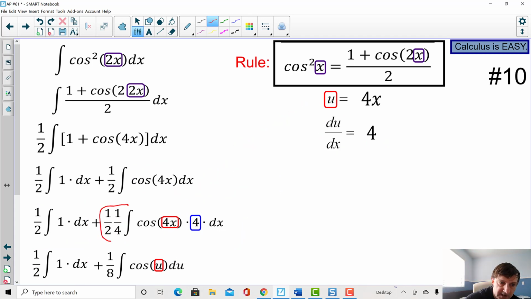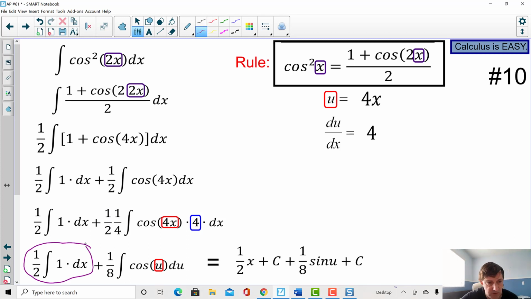But look at our two fractions. Our two fractions are now going to become 1/8. This first integral is really just the integral of 1, so that's how we're getting our x. And the constant of 1/2 is just the number in front of the integral. So that's how we're getting our 1/2 x. Don't forget your plus c.